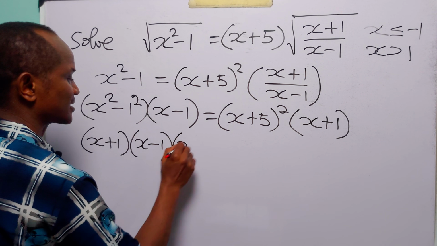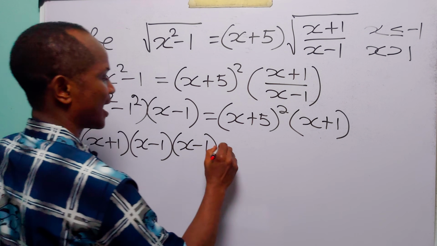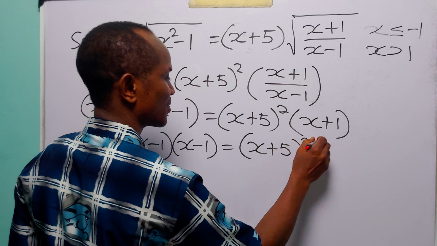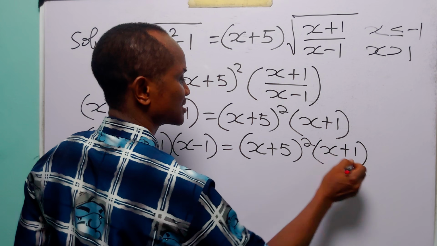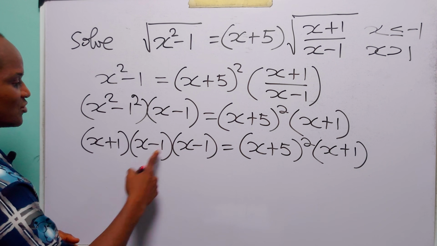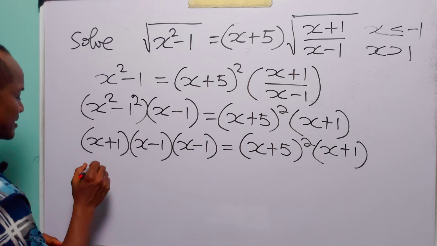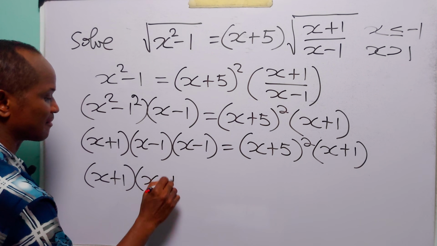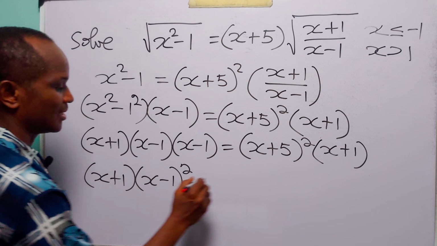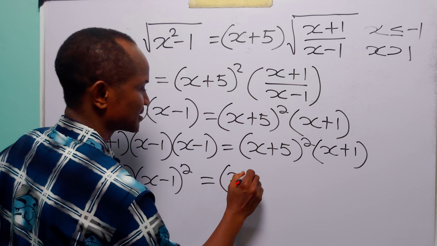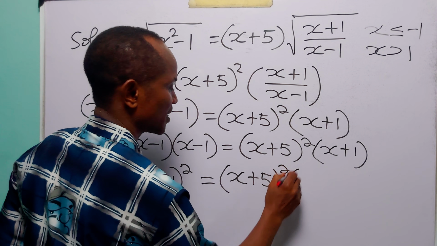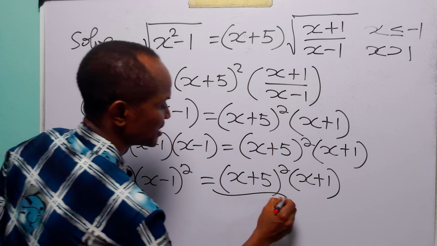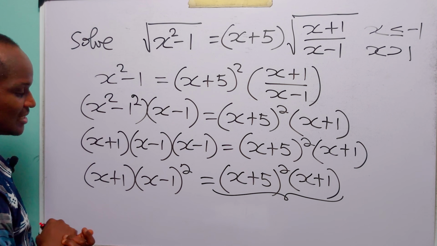Here we have x minus 1. And on the right hand side, we have x plus 5 squared times x plus 1. Now we have two of this, so we can write this as x plus 1 times x minus 1 squared. And this is equal to x plus 5 squared times x plus 1. Now let us move these two terms over to the left hand side.